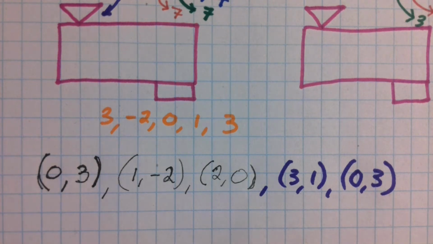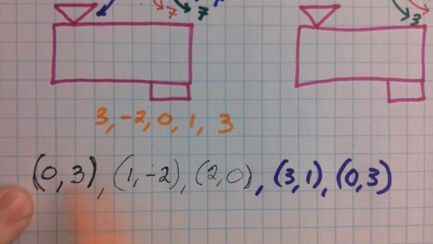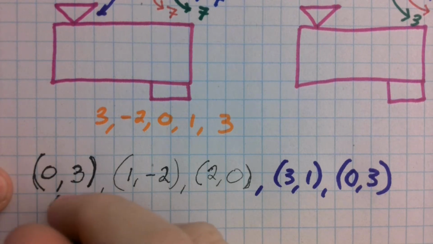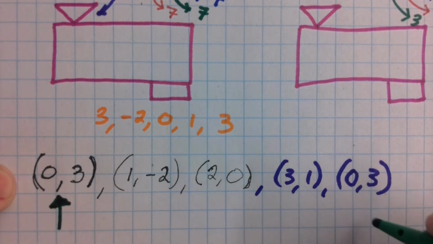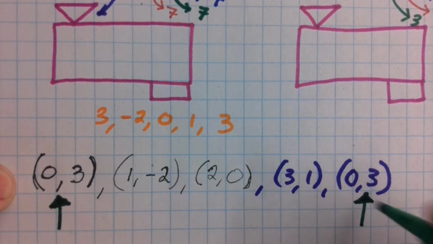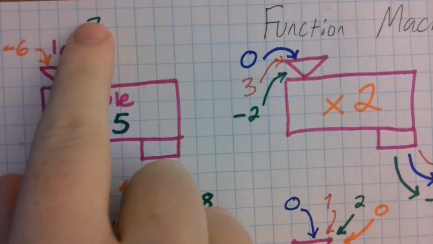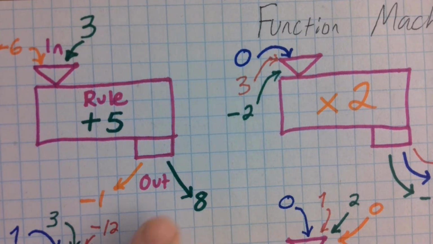Originally, you might be tempted to say, oh yeah, the rule broke because we used 0 twice. But look at what happened both times we used 0. The first time we used 0 as an input, we got out 3 as an output. The second time we used 0 as an input, we got out, well, 3 as an output. That means the machine is working just fine. A machine isn't broken, remember, if each input gives us only one specific output.